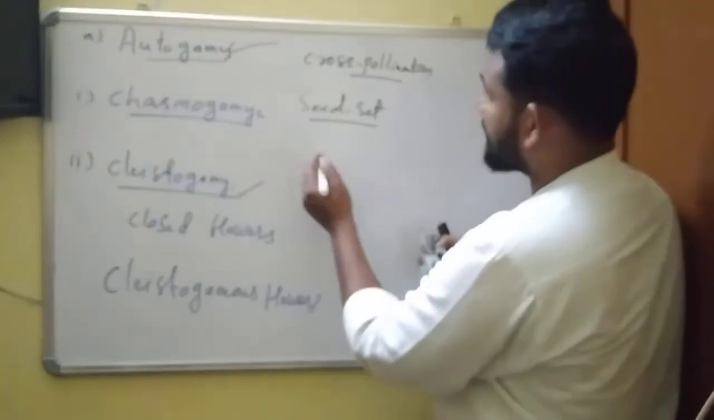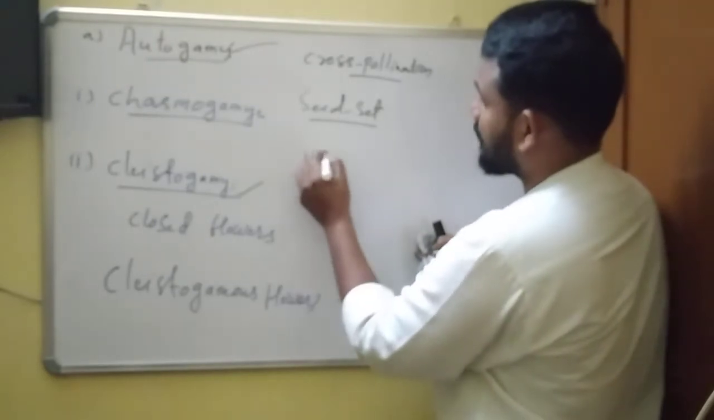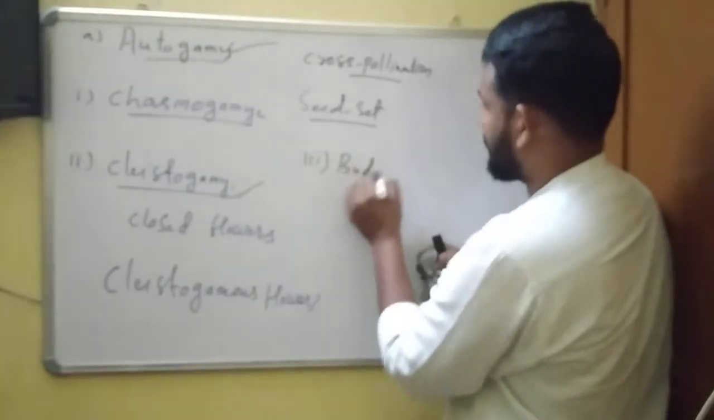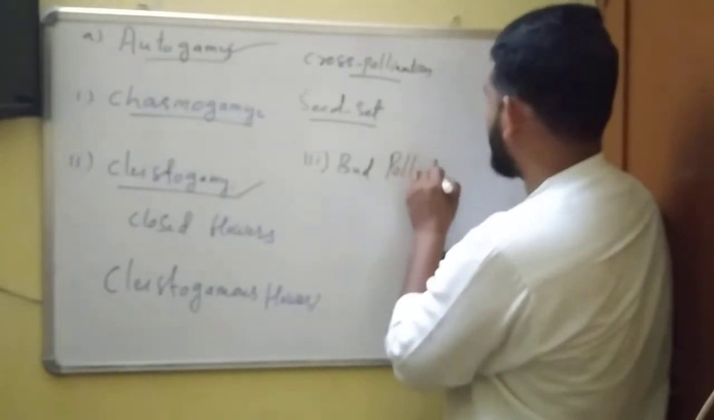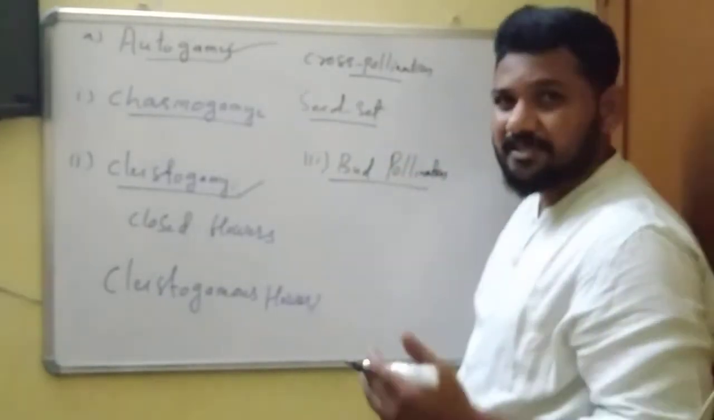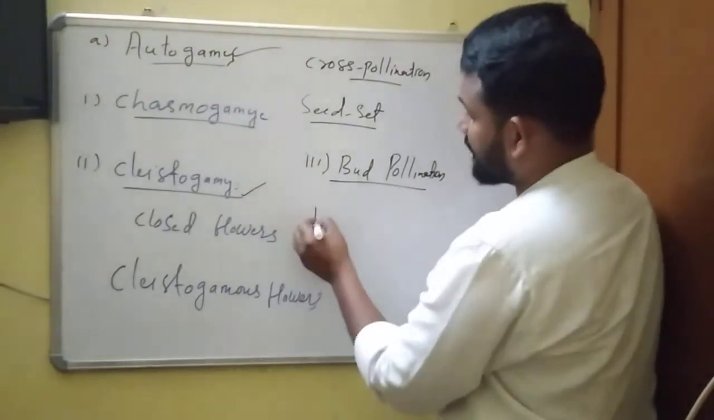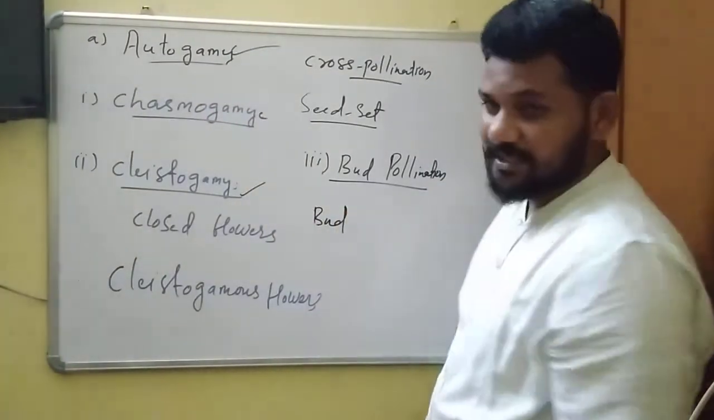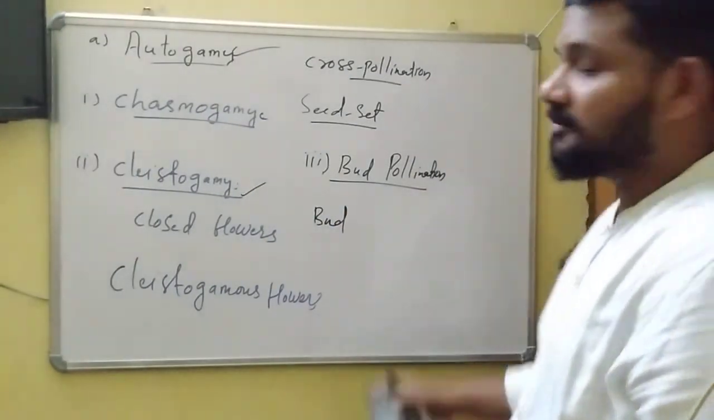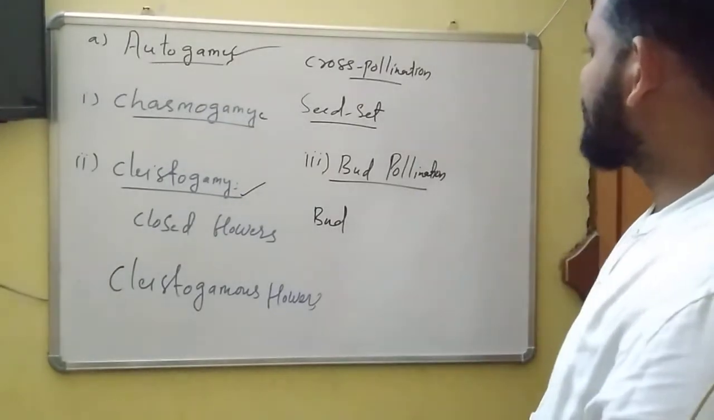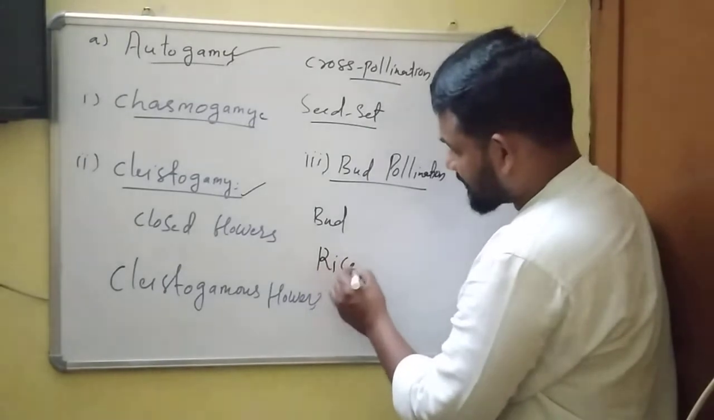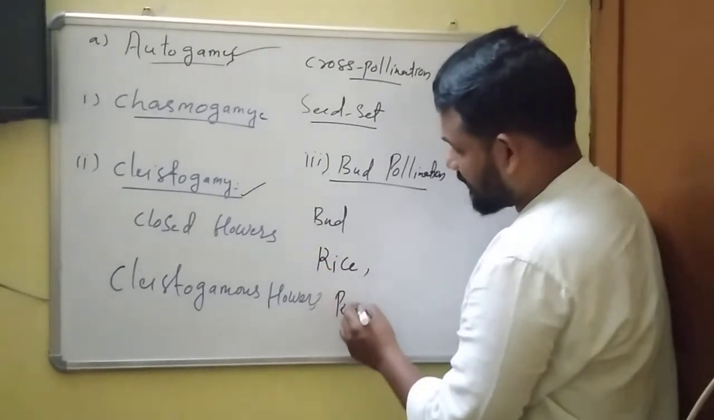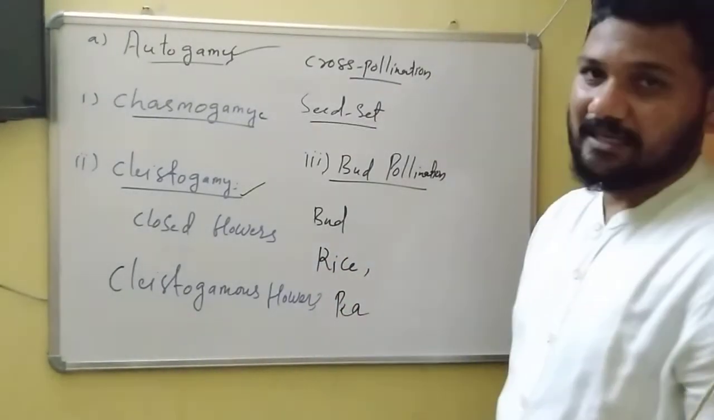And the third condition is bud pollination. So what is bud pollination? Simple. Autogamy or self pollination in bud condition is called bud pollination, and it can be seen in rice and pea. So these are the examples.